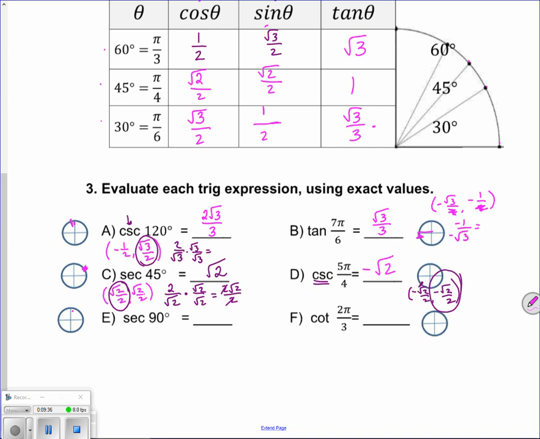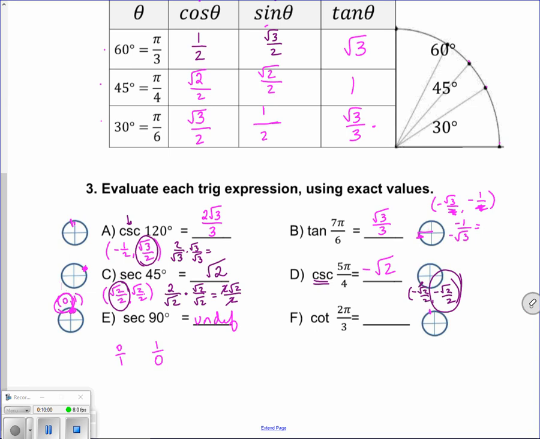Secant of 90, well, that ordered pair is 0, 1. What did we talk about the secant of 90? That means I would flip the x-coordinate. So I'm flipping 0 over 1. That gives me 1 over 0. Then I have undefined.